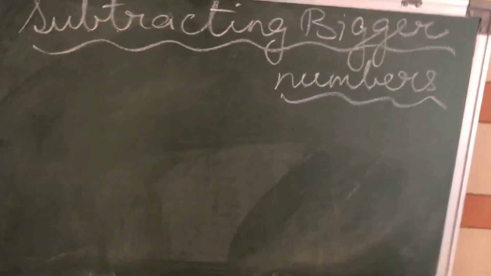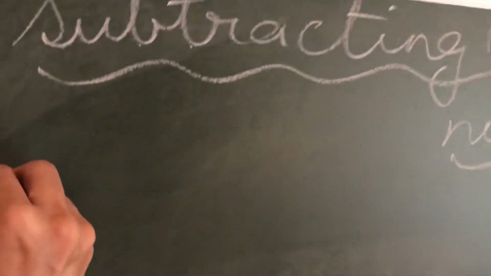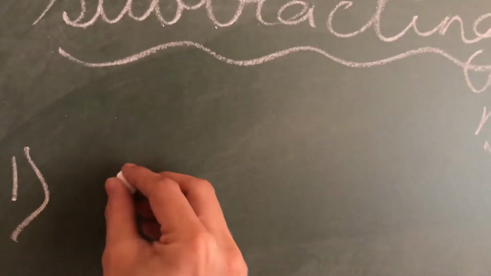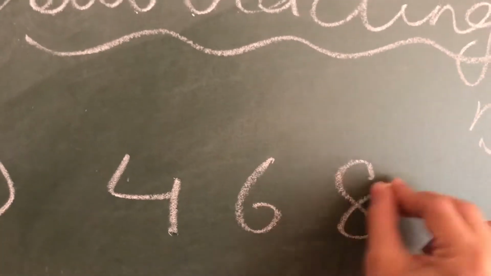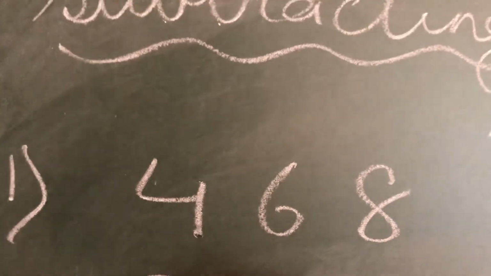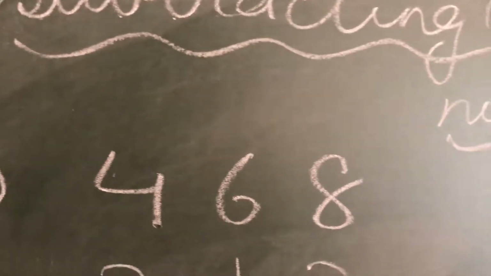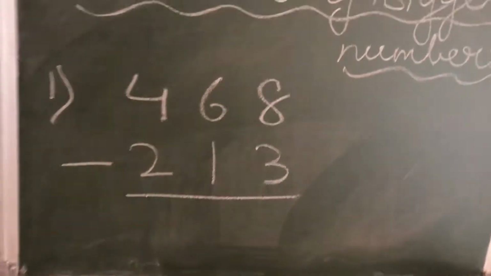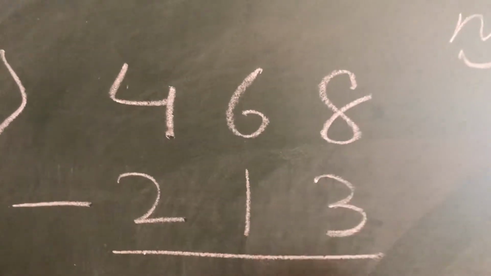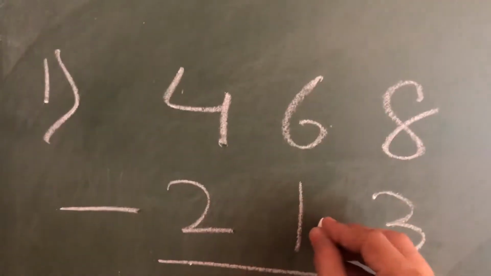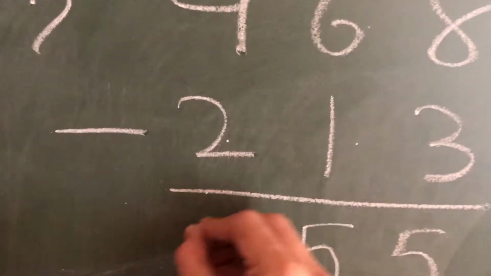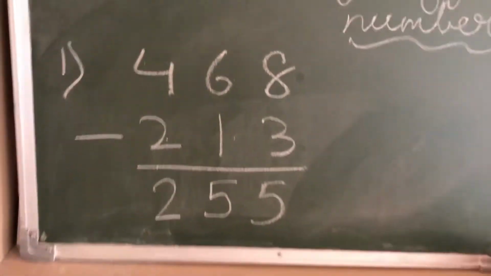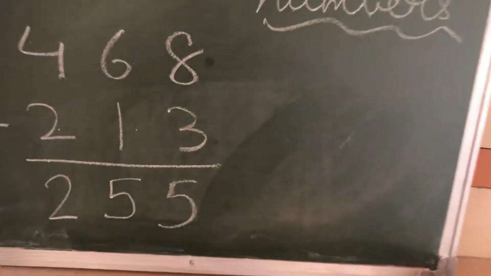If I take an example of a bigger number, that is 468 minus 213. Simply subtract. 8 minus 3 will be 5, 6 minus 1 will be again 5, and 4 minus 2 will be 2. So this is simple subtraction that you have to do.